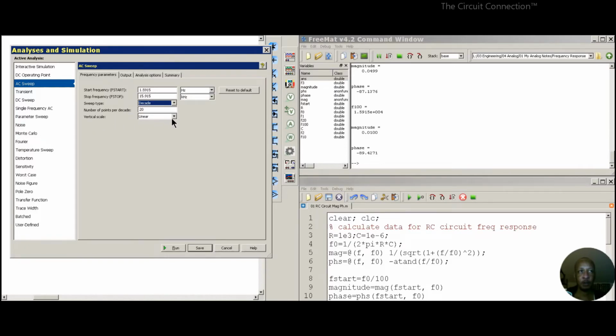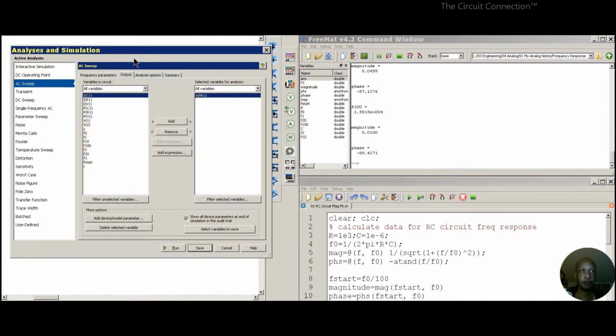And then the vertical scale, I'm going to keep that linear. The choices are linear, logarithmic, decibel, and octave. But as said before, for the scope of what I'm trying to cover here, I'm going to keep that simple and just keep it to linear. And then you'll see that the results we get over here should be consistent with the plot itself. So that's just the AC sweep setup.